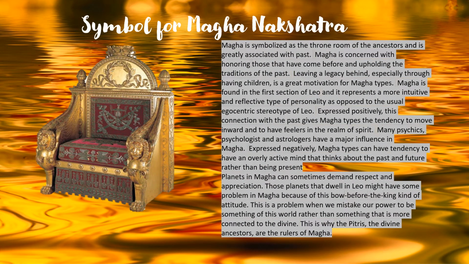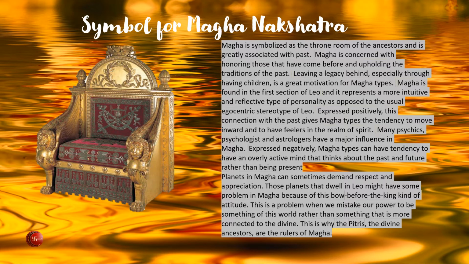Today we are dealing with Magha Nakshatra, and this nakshatra dwells in the sign of Leo, the natural 5th house of the Kala Purush. And Magha is symbolized as the throne room of the ancestors and is greatly associated with the past. So Magha is really concerned with honoring those who have come before us, our ancestors, our pitris, and leaving a legacy behind, especially through having children, is a great motivation for persons who are born in Magha, in Leo.